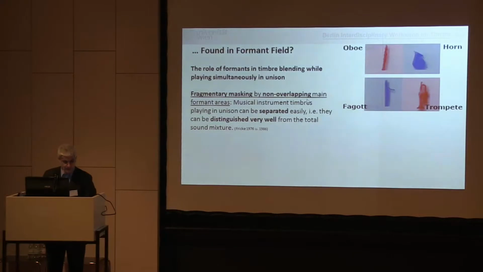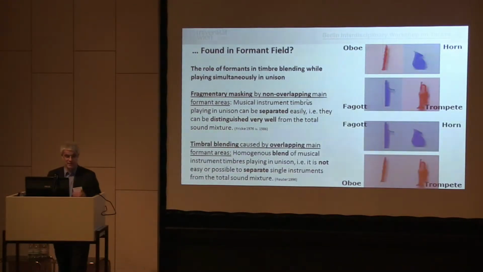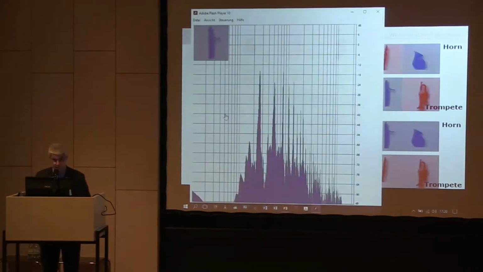During the study, I also found the opposite of the principle of fragmentary masking in 1996: the timbre blending is caused by overlapping of corresponding formant areas. This means that when two instruments with corresponding first formants are playing together in unison, it's not easy or sometimes not even possible to distinguish a single instrument from the total sound mixture. So it's a case here.